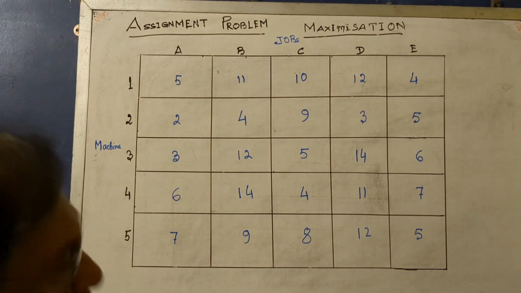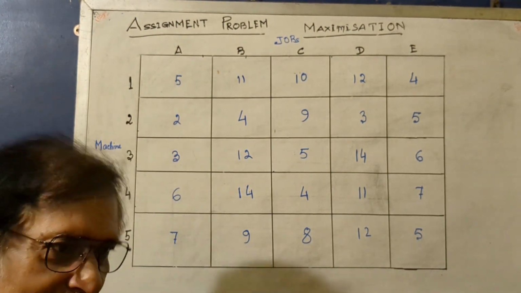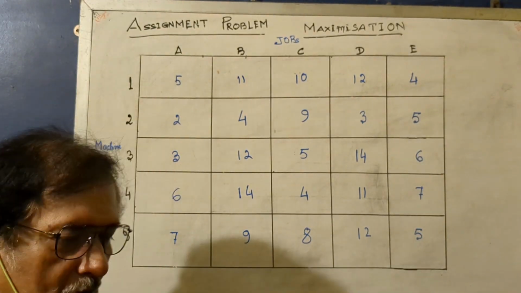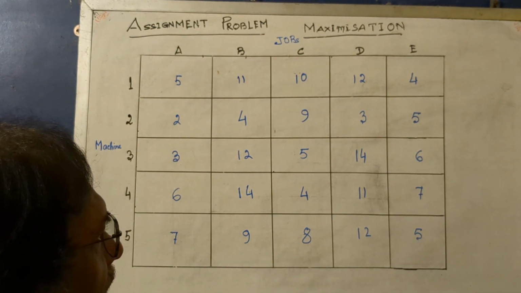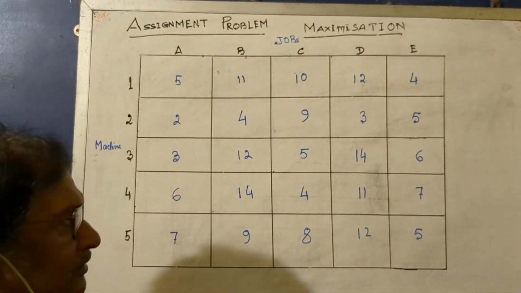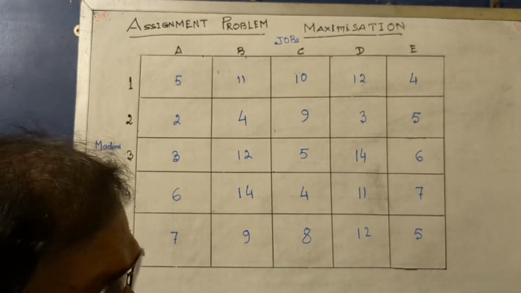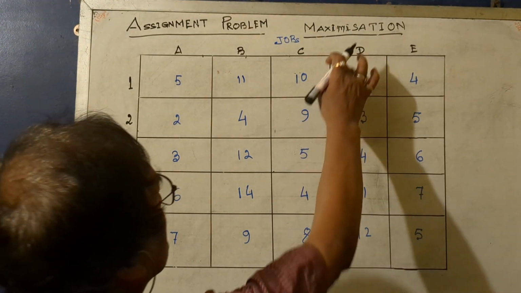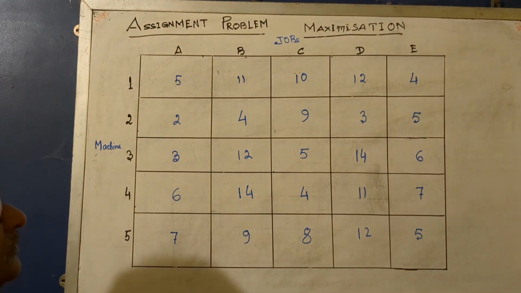Today I am going to discuss the assignment problem. Normally the assignment problem is a minimization problem. In that case, generally the cost figure or time required to complete any job is given. That's why the normal assignment problem is a minimization problem. But in this case, this problem is a maximization problem. You have to solve it.